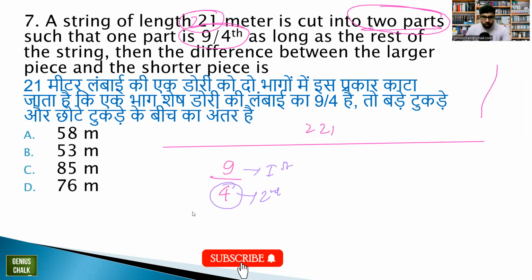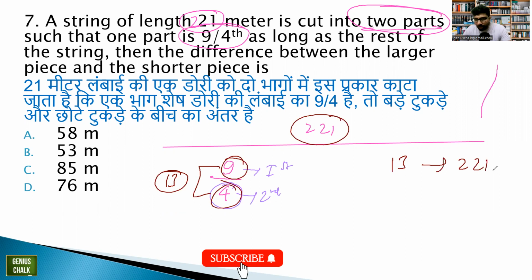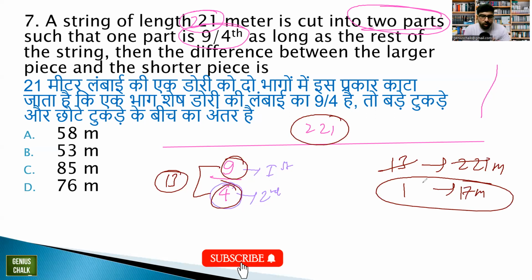That means I can conclude that this total string is 13 units, isn't it? 9 is the first part, 4 is the second part. What is the total units? The total part is 13. That means 13 is the total parts. And in the question, the length is already given as 221 meter. That means I can find the length of one unit: 13 sevens are 91, so one unit is equal to 17 meters. Guys, are you getting my point?